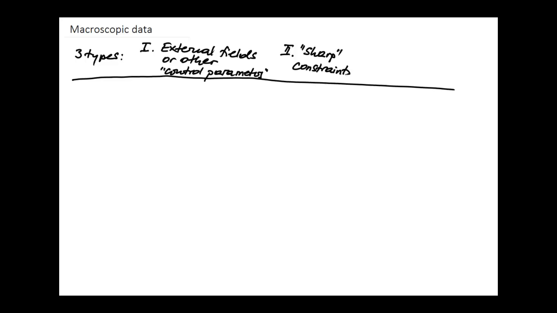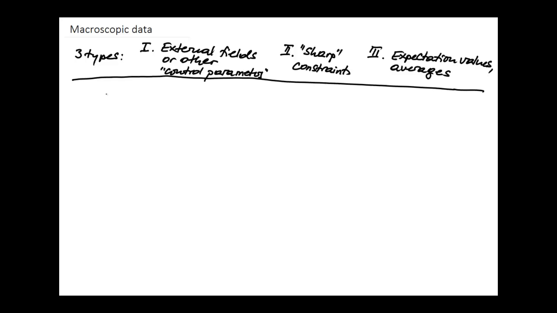So this is the second type, where you have sharp constraints. And then finally, the case that I had already alluded to is that you are given information in the form of expectation values or averages. And with each of these three types of macroscopic data, we have to deal differently.